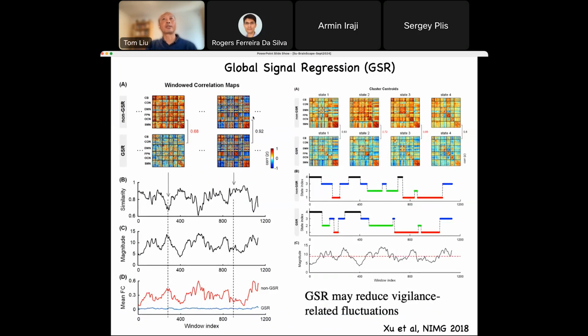So for example, in this study, looking at dynamic functional connectivity, what they find is if you didn't do global signal regression, you can find these different states, and there are differences in these states. But if you do global signal regression, all of a sudden these states all look much more similar to each other. And so the global signal regression is potentially reducing any vigilance-related fluctuations in your dynamic functional connectivity states.